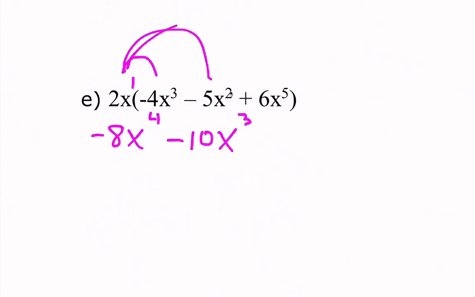Last loop. 2x times 6x to the fifth. So coefficients. 2 times a +6 is going to give me a +12. X to the first times x to the fifth. We add the exponents. 1 plus 5, that's going to give me x to the sixth.